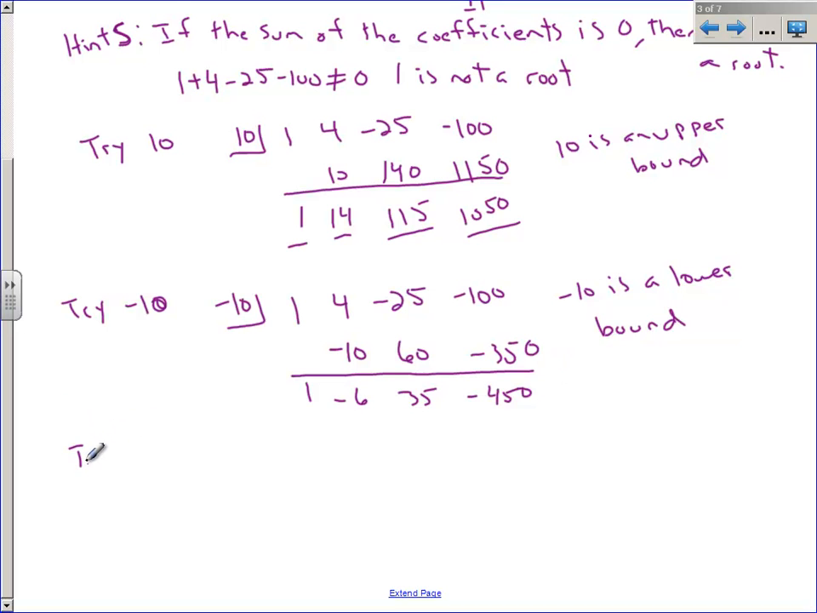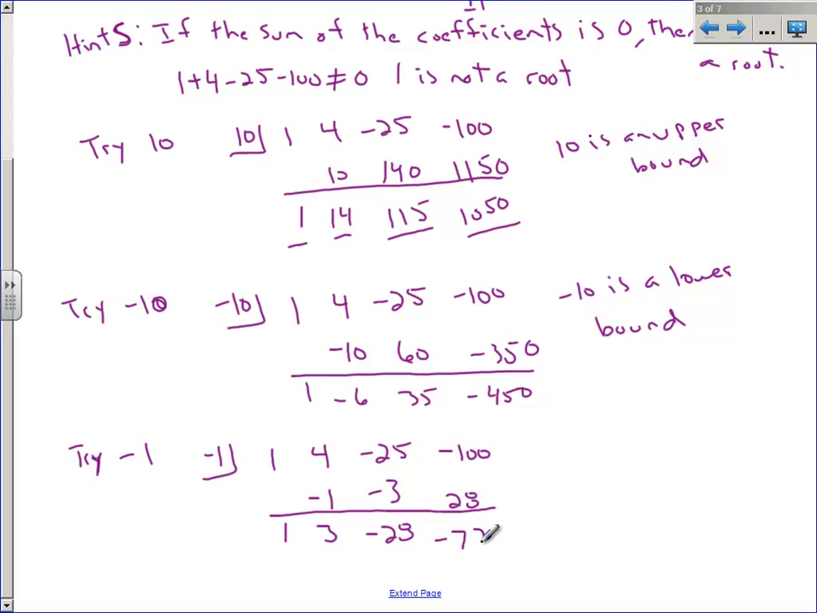So let's try negative 1. We'll put a negative 1 in the little box. 1, 4, negative 25, negative 100. Drop our 1 down, multiply, add. Multiply, add. Multiply, add. Didn't work. Negative 1 is not a root because that remainder is not 0. Alright, well, let's try 2.